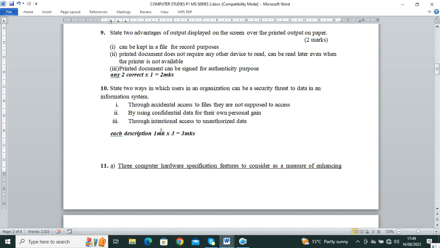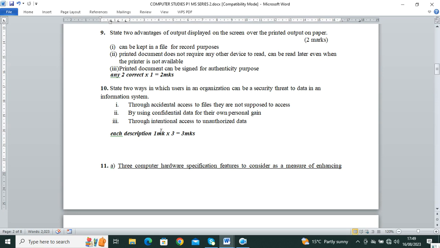Question number 10. State two ways in which users in an organization can be a security threat to data in the information system. So guys, you can imagine that in an organization, people don't trust each other. Through accidental access to a file they are not supposed to access, you may get the certificate of another employee who scored an E in KCSE. So that one will be an accidental access. By using confidential data for their own personal gain, you may use your manager's signature to get a loan, that is confidential data for your own gain.